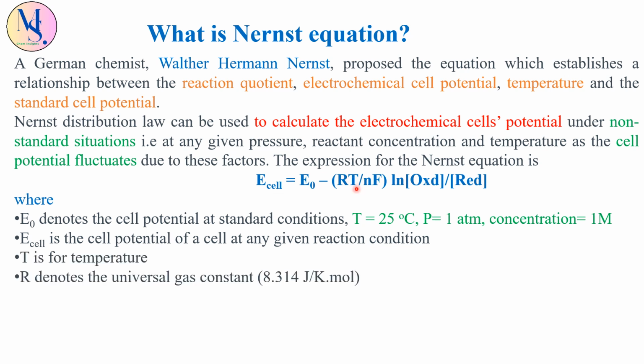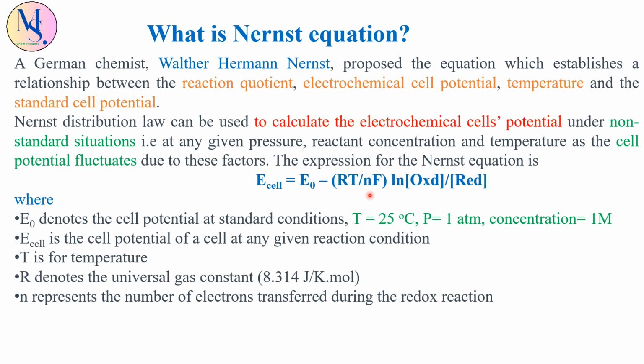T is the temperature. R is the general gas constant, and at standard conditions its value is 8.314 joule per Kelvin per mole. N is the number of electrons involved in the redox process. F is the Faraday constant and its value is 96500 coulomb per mole, and this is the concentration of oxidized species or product, and this is the concentration of reduced species or reactant. And this ratio is basically called the reaction quotient.